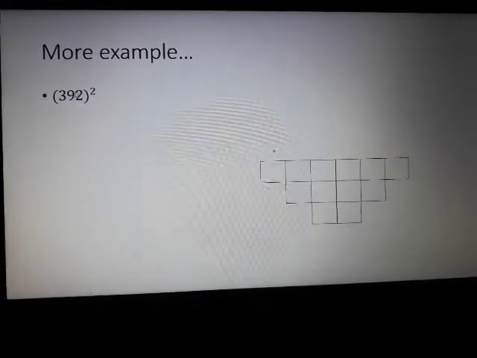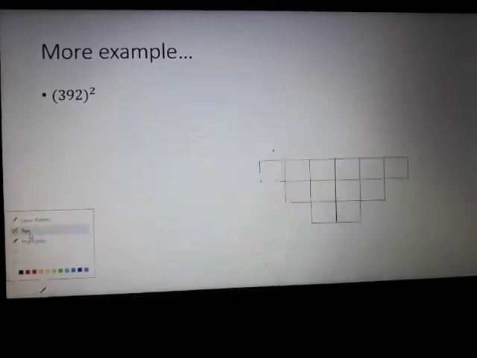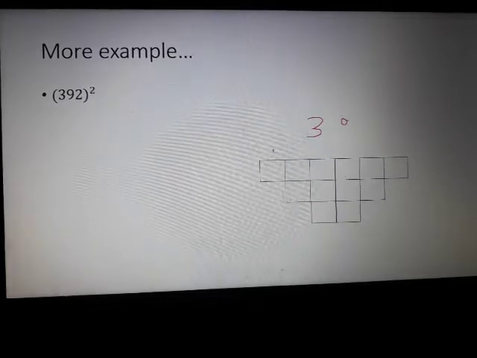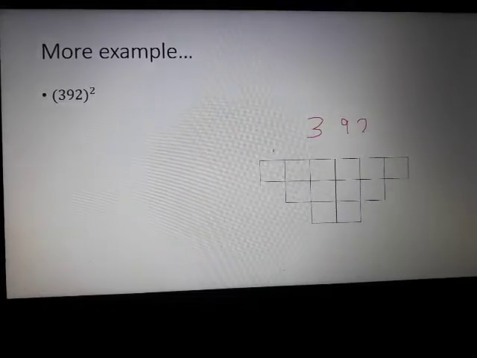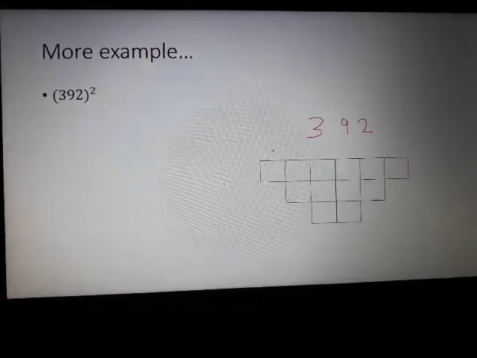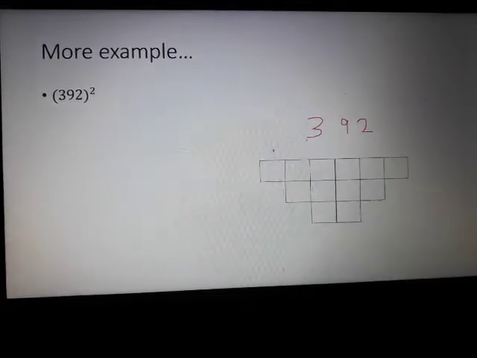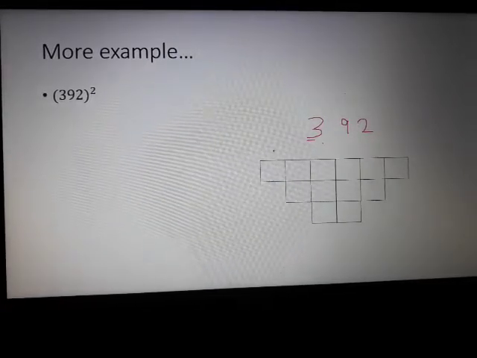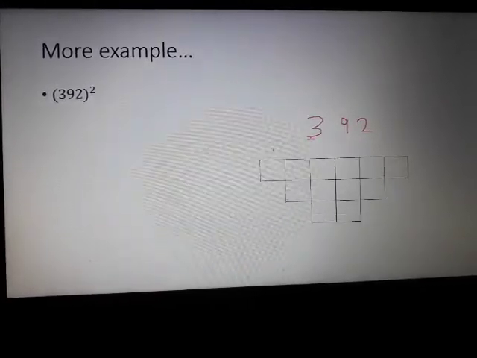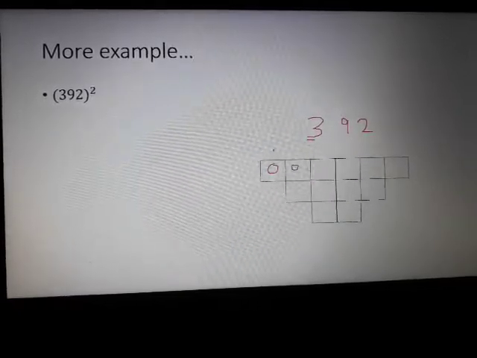Now let's find the square of 392 using the inverted pyramid technique. First write 392, then draw the inverted pyramid over here like this, with 6 boxes at the top, 4 boxes in the second row, and 2 boxes in the bottom row. Step 1, take the first digit and square it. The square of 3 is 9. However, we need 2 place values, so write 9 as 09.